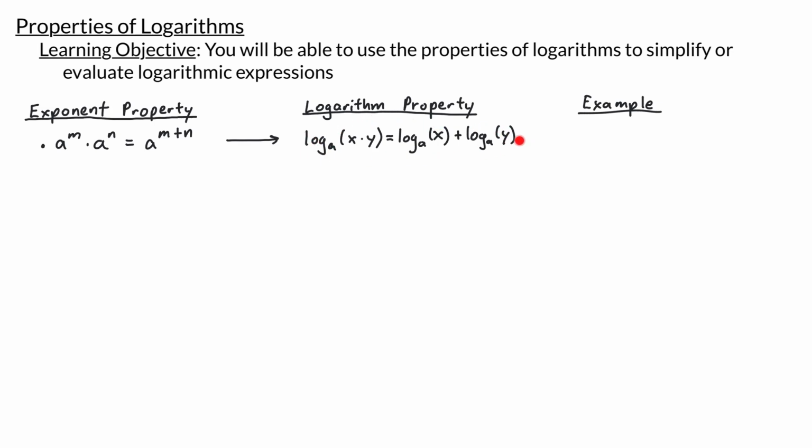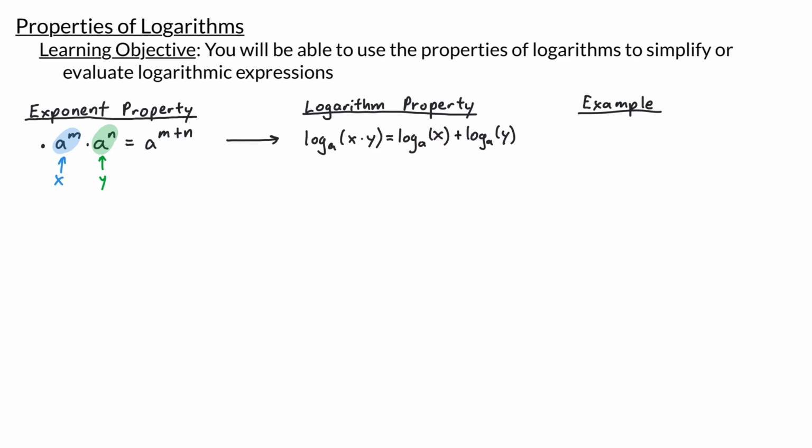This logarithm property is the counterpart to this exponent property because if we label a to the power of m as x and a to the power of n as y, when we ask for the logarithm with base a of x times y, we're essentially asking a to what power gives me x times y. Well, according to our exponent property, x times y is a to the power of m plus n. It's the exponent of x plus the exponent of y, which is what we see on the right-hand side here.